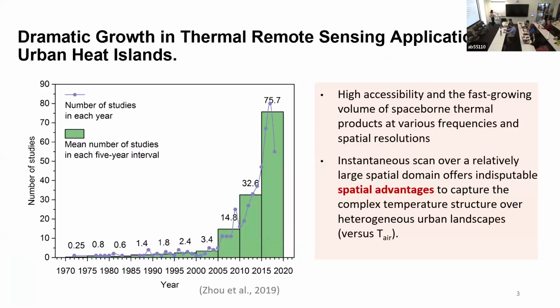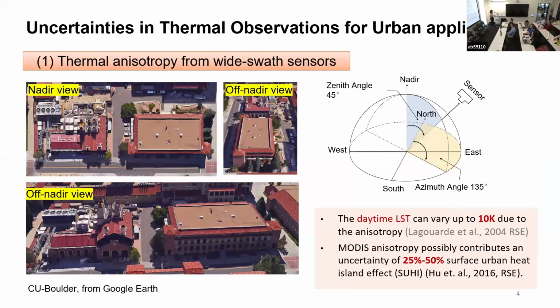As you know, thermal observations from NASA and other space agencies have become quite available. So we see a dramatic increase of directly applied thermal observations in urban heat island studies. Compared to sparsely distributed air temperature stations, remote sensing can provide great spatial advantages, scanning large areas instantaneously. So that provides us very good spatial temperature structures over urban areas.